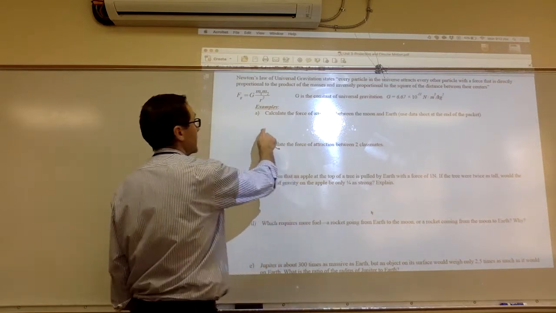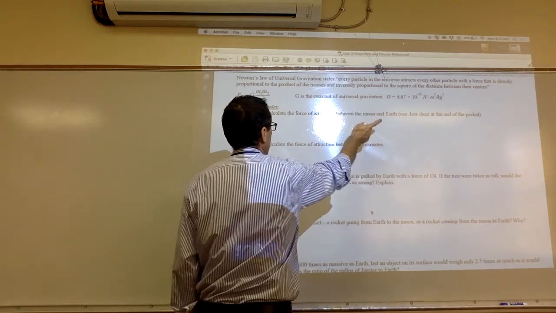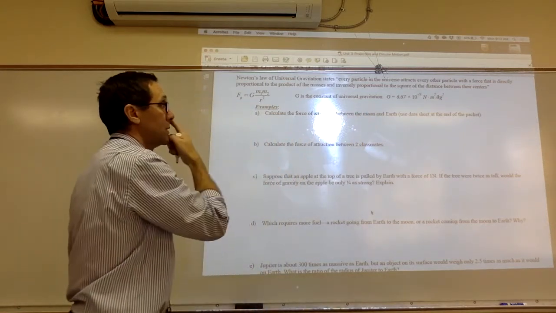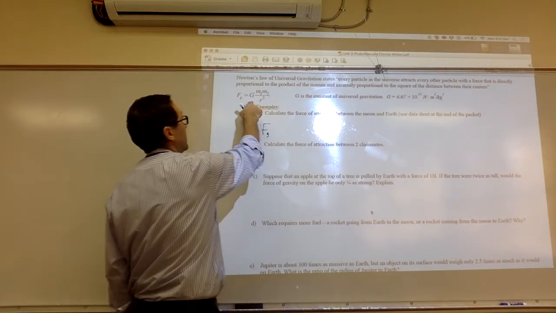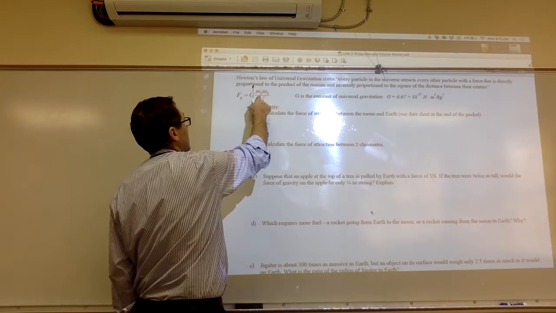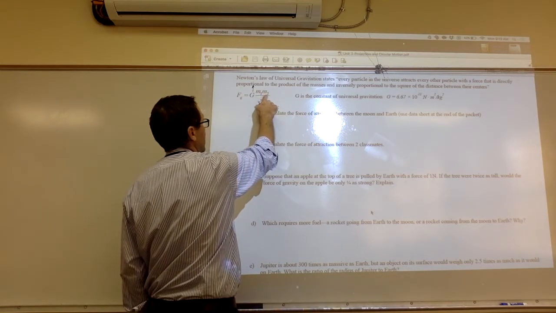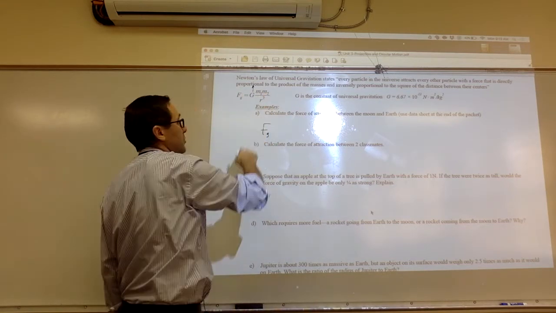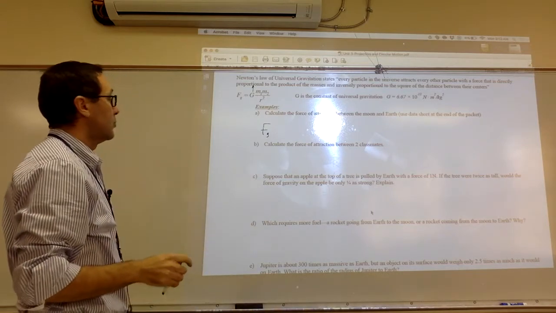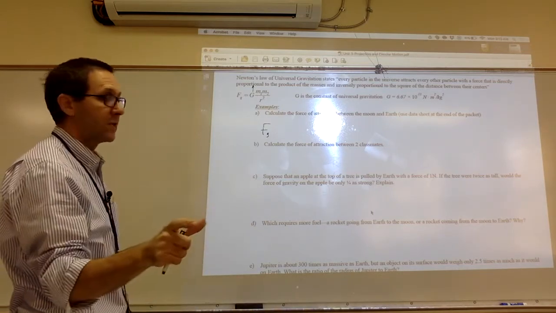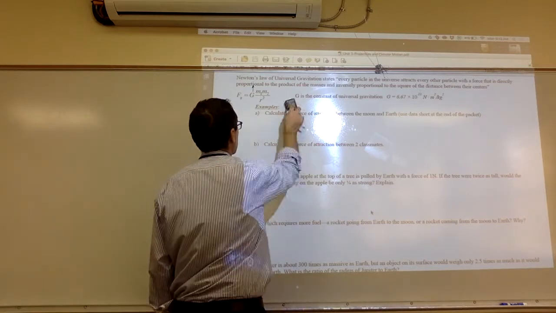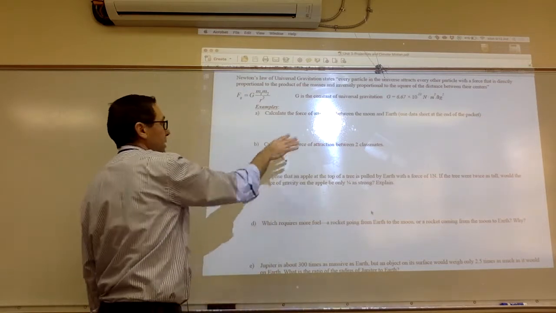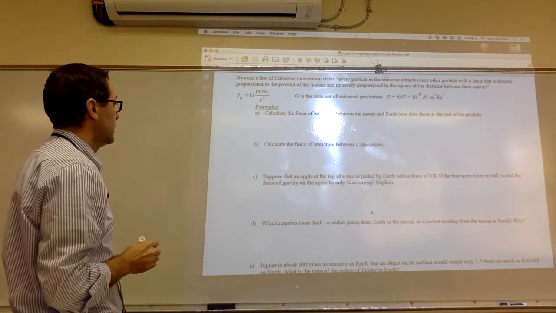All right. Calculate the force of attraction between the moon and the earth. Really, all you have to do is go to the data table and just do Fg. Use this formula. This is a given. The mass of the earth is given. The mass of the moon is given. And the distance between them, the moon and the earth, is also given on the side of that data chart. Okay. Now, if we look at B, we did that in class.